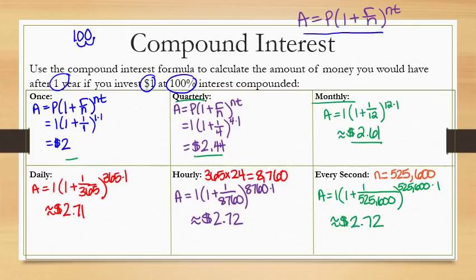Notice that as the compounding period is getting smaller, where it's happening not only every day, not only every hour, but every second, we're getting really close to this number 2.72, which, if you recall from the exponential section, is e. And this is where our next formula comes from.